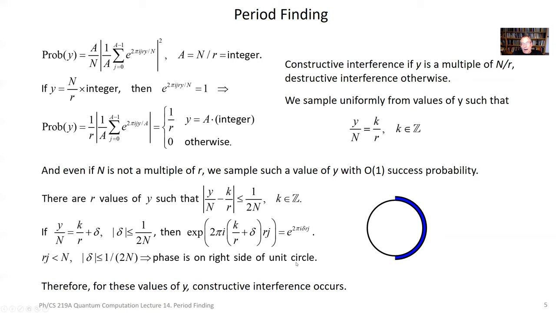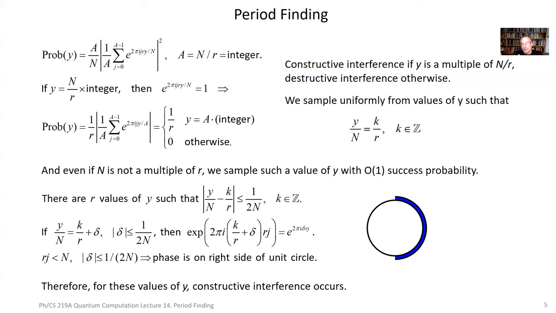And now rj is not going to be larger than n, and delta isn't going to be larger than 1 over 2n. So the argument of the exponential here is 2πi times a number which in absolute value is less than 1/2. That means the phase can range from e to the minus iπ over 2 to e to the iπ over 2. And that means all of the points are going to be on the same side of the unit circle, all on the right-hand side. And that means we're going to get constructive interference when we add up all these terms.